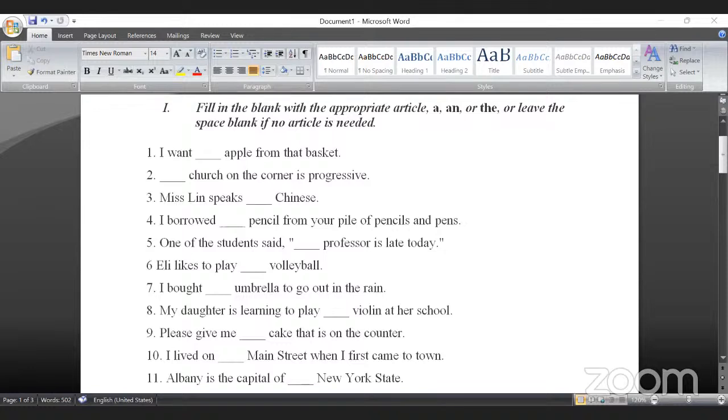So that's the question, right? Ali likes to play dash volleyball. No article. Why do you think it will have no article? In daily routine, ma'am, zero article is used. So Ali likes to play dash volleyball. Is that daily routine? It is like her habit.